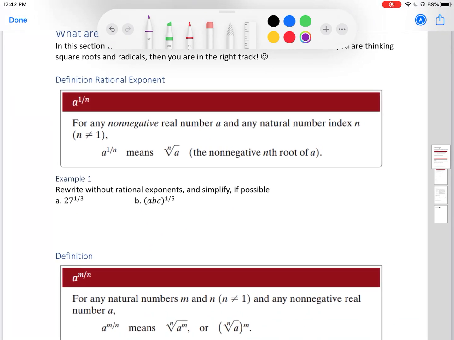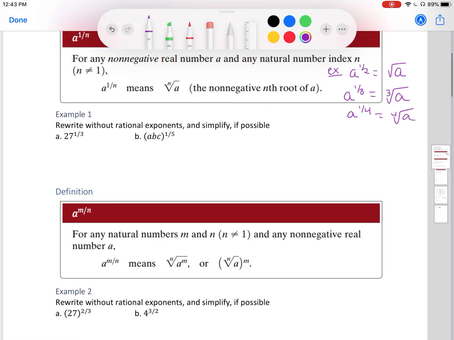Definition of rational exponent. For any non-negative real number a and any natural number index n, where n is not equal to 1, a raised to the 1/nth power means the non-negative nth root of a. So just for a quick example, if I have a to the 1/2 power, it means square root of a. If I have a to the 1/3 power, it means cube root of a. And if we continue, a to the 1/4 power, fourth root of a. Do we see a trend?